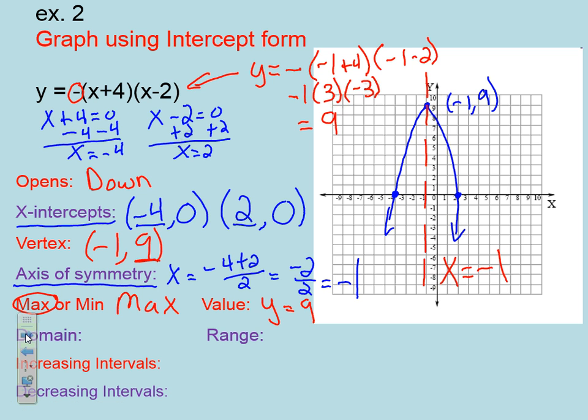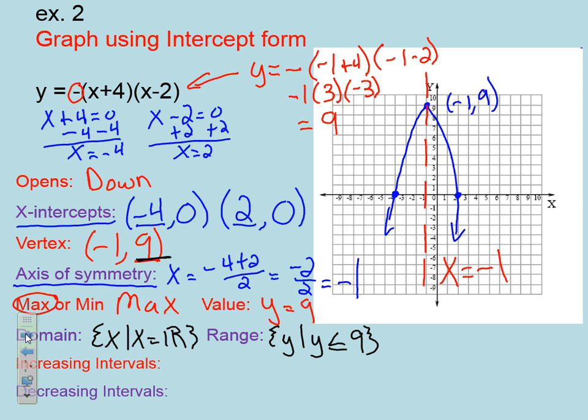Now from here, domain and range. Domain, same as always, ladies and gentlemen, x, such that x equals all real numbers. Range, y, such that y, since we're going down, it's going to be less than or equal to our y value, 9.